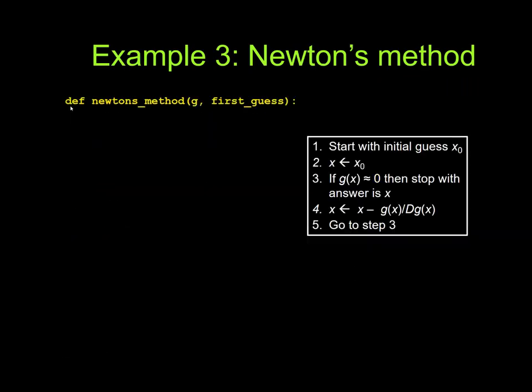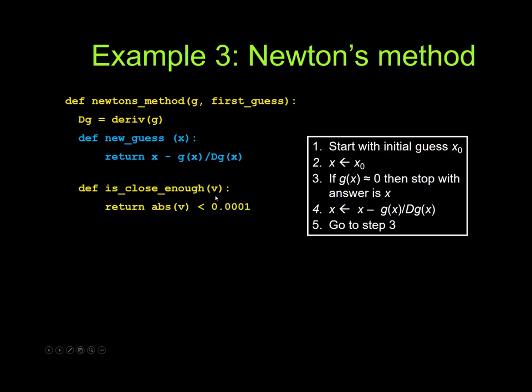Here is the Python code. Define Newton's method for the function g given its first guess. We have dg equal to derive g. This is our example 2. Define new guess x. This routine will return a new guess as x minus g(x) divided by dg(x), which is the derivative of g at x. And this is actually step 4.